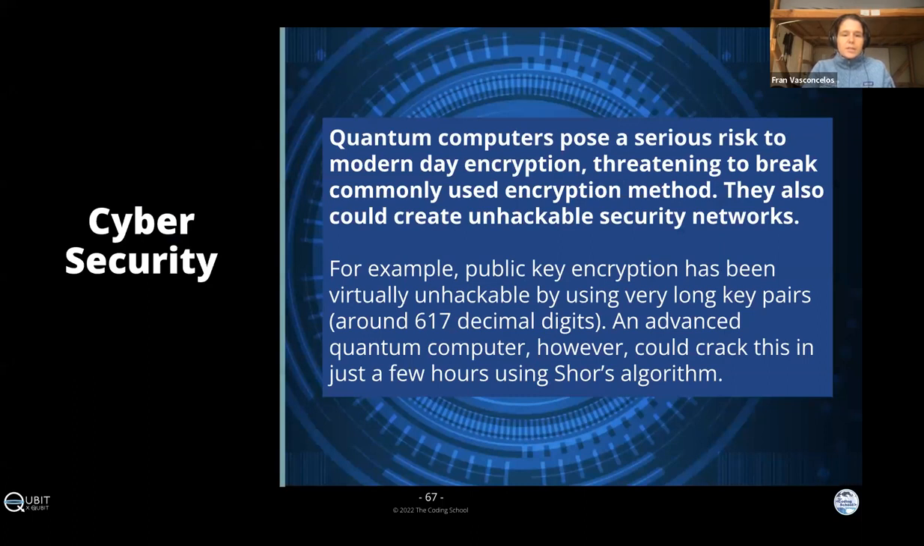So I guess to go into a bit more depth on a few of these applications, in the context of cybersecurity, as I briefly mentioned, quantum computers pose a serious risk to modern day encryption, and they threaten to break commonly used encryption methods. We could also use quantum computers to create unhackable security networks. For example, modern public key encryption has basically been virtually unhackable by using very long key pairs, around 617 decimal digits. However, an advanced quantum computer using Shor's algorithm, which I just mentioned, could crack this in just a few hours.